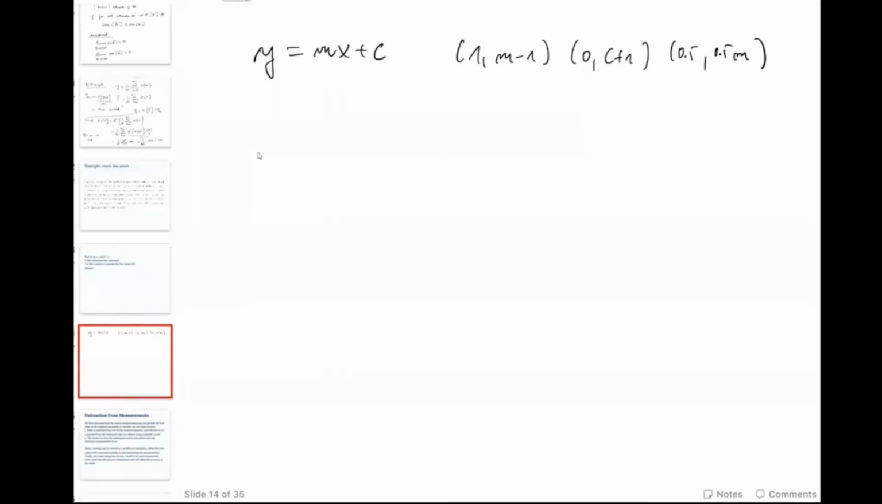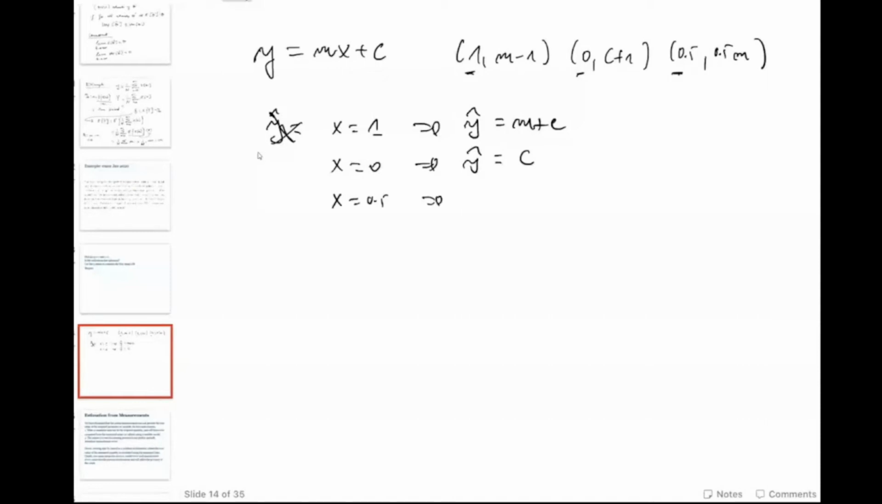And then if we now use the same input in our calibration, if you use the model as an estimator, for x equal to 1, based on our model, we should have m plus c. For x equal to 0, our model should have given us c. And then for x equal to 0.5, our model should have been 0.5 m plus c. That's what we're supposed to get if we follow the calibration line.